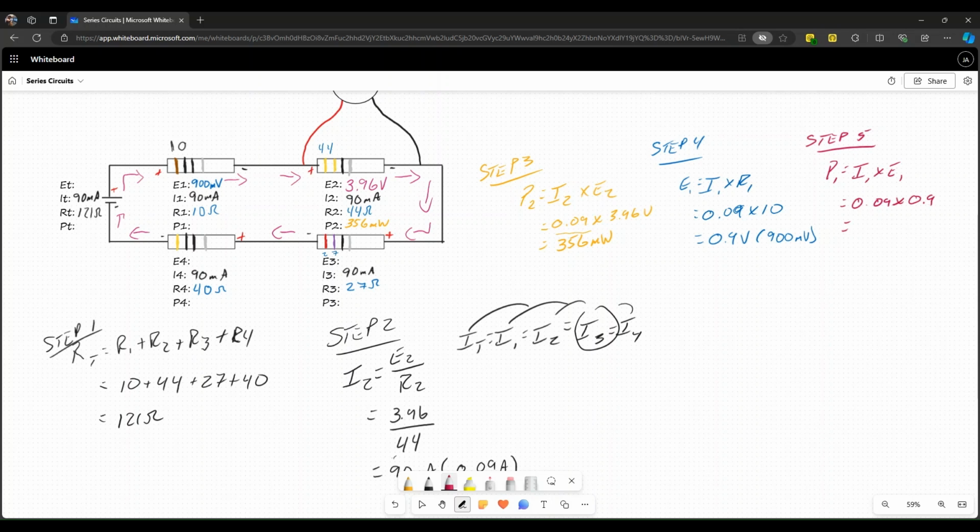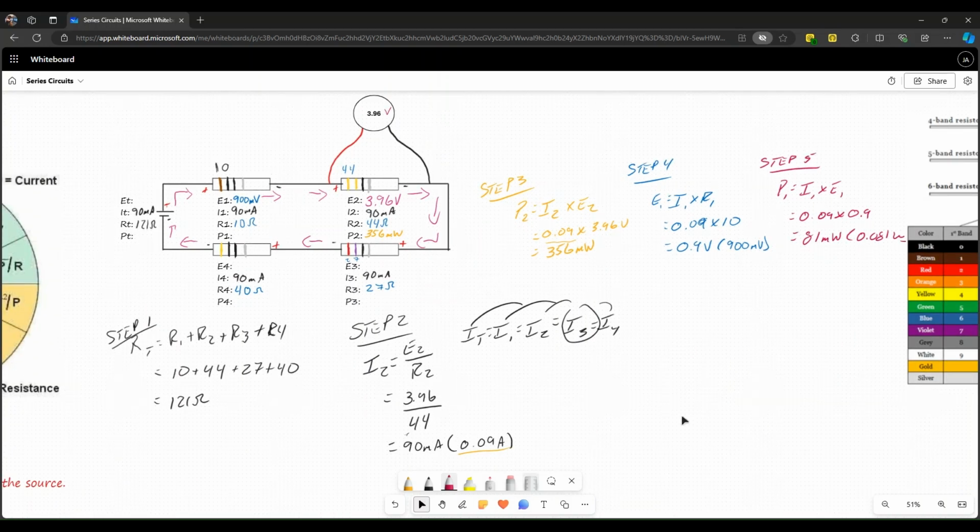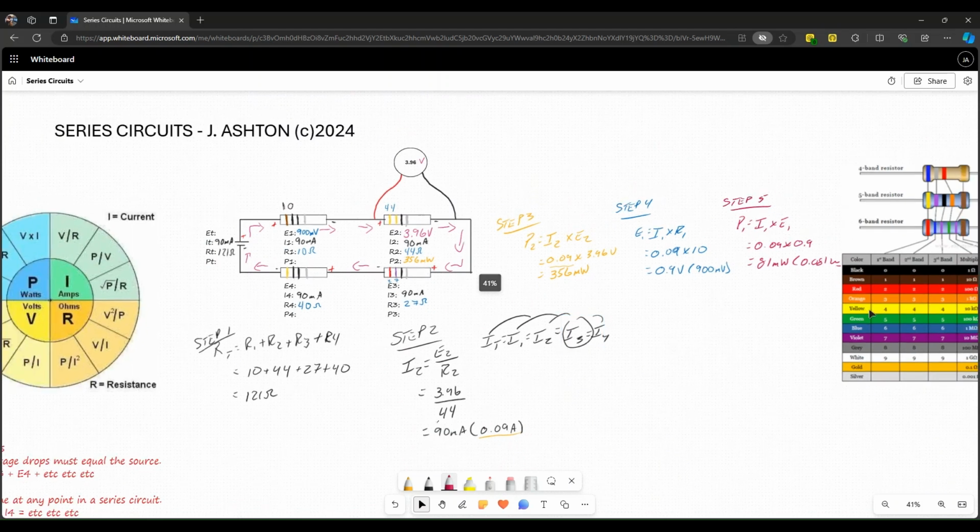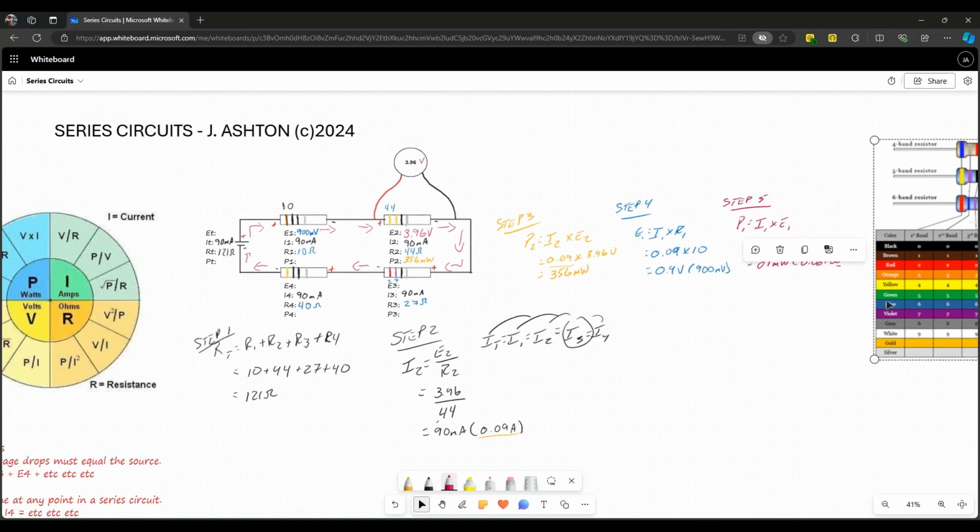0.9 times 0.9 equals 81 milliwatts, which is 0.081 watts. Did I get that on there? Or did the screen? Oh, how'd that happen? There we go. Okay. Milliwatts. So, 81 milliwatts.